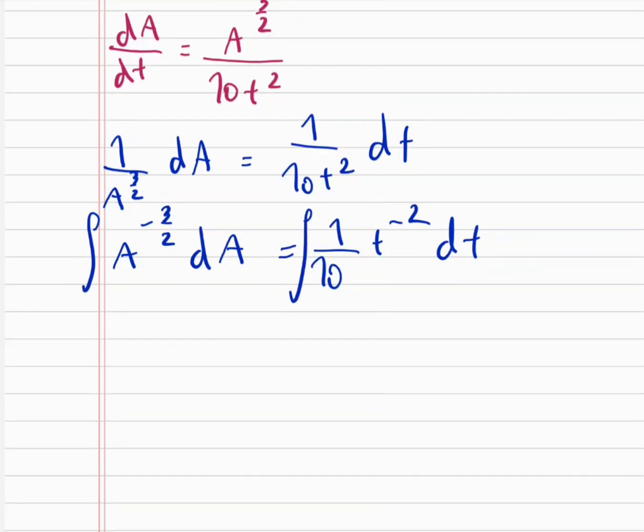So for the left hand side, we basically add 1 to the power and divide by the new power. So when we add 1 to minus 3 over 2, we get minus 1 over 2. So we divide this by minus 1 over 2, which is basically minus 2A to the power of minus 1 over 2. Well, not minus 3 over 2, the new power is minus 1 over 2. Is equal to, so here is the same. We add 1 to the power, which was minus 2, and we divide by minus 1, which is minus 1 over 10 t to the power of minus 1 and plus c.